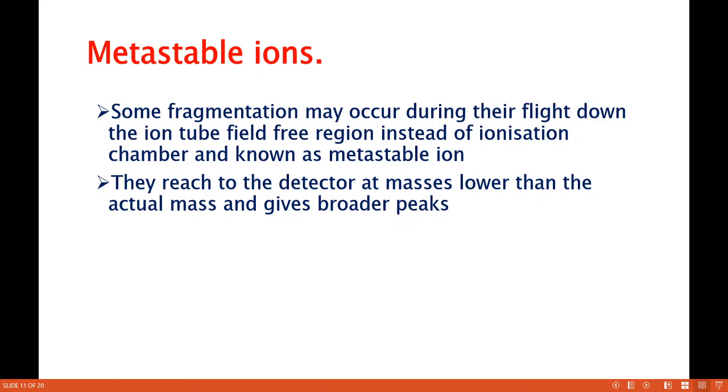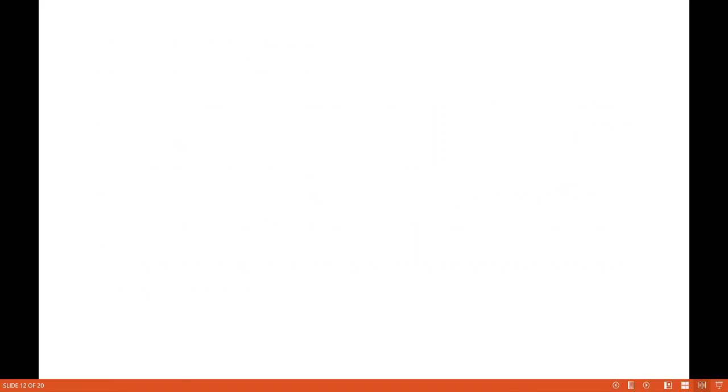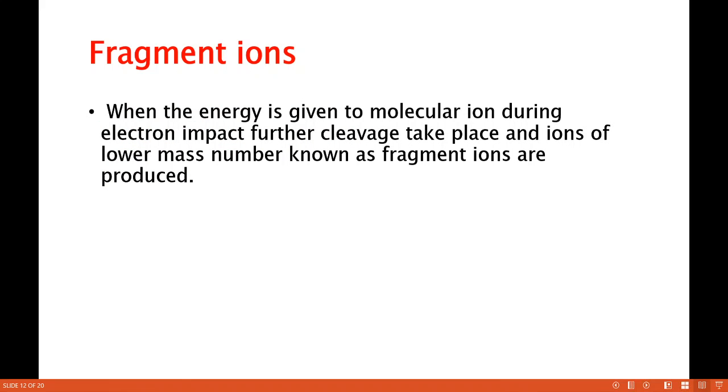They reach the detector at masses lower than the actual mass and give broader peaks. Metastable ions have lower kinetic energy than the normal ions, and the metastable peaks are smaller than the M1 and M2 peaks, so they show broader peaks. Next is the fragment ion. When energy is given to the molecular ion during electron impact, further cleavage takes place and ions of lower mass number are formed, known as fragment ions.